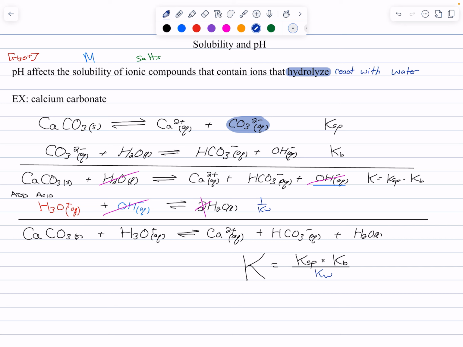And so, as you can see, we can play with the pH. If we add acid, the reaction's going to go that way. So the more acidic it gets, the more likely calcium carbonate is to dissolve.